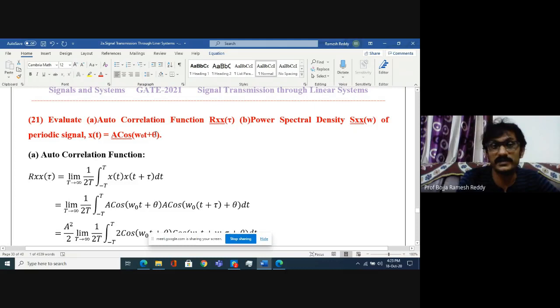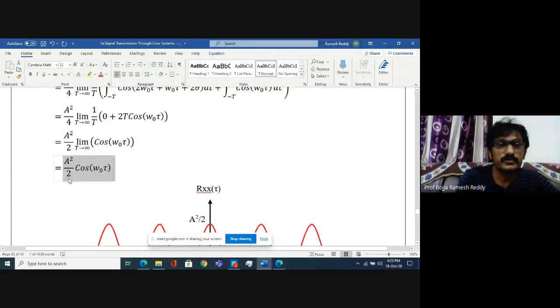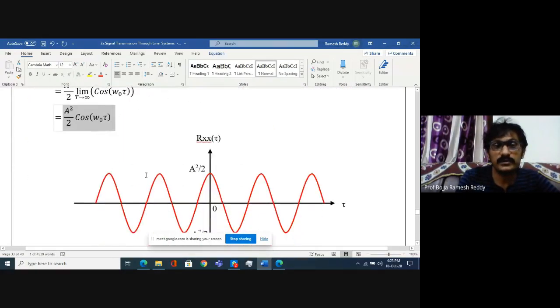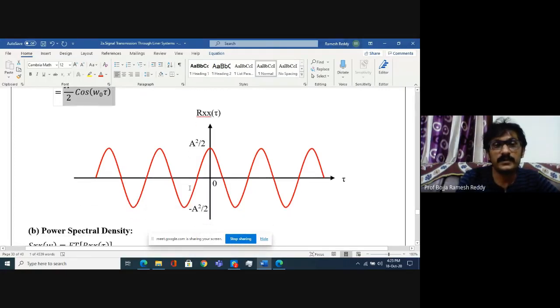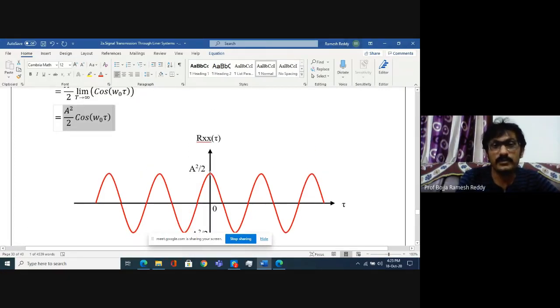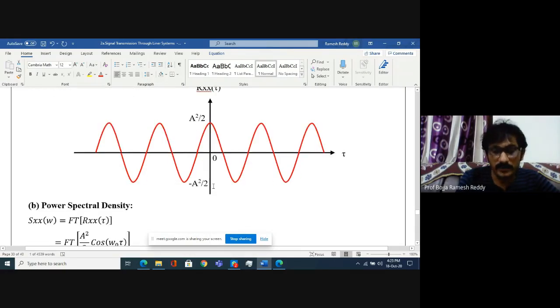Theta is a dummy variable. The result is not a function of theta. That is very important. A square by 2 cos omega naught tau. See, draw the graphical form. It is a cos function with the maximum amplitude. See the red shape. It is the autocorrelation function of the given signal with maximum amplitude of A square by 2 and minimum amplitude of minus A square by 2. It is band limited to A square by 2 and minus A square by 2. It is symmetrical about the y-axis.